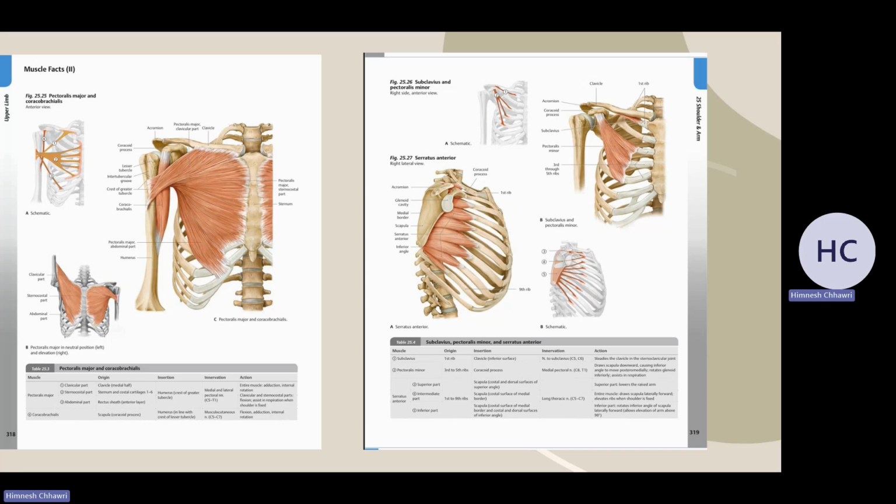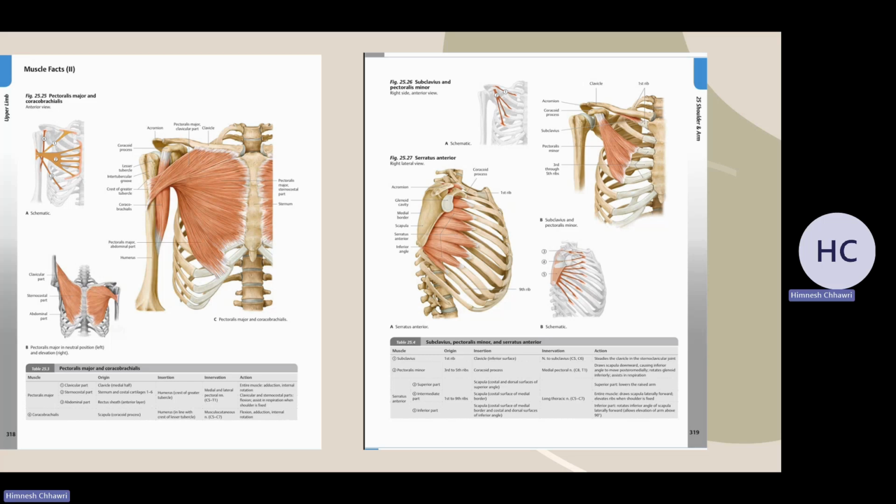So the subclavius is mainly responsible for stabilizing the clavicle in the sternoclavicular joint. What is the main function of subclavius? Stabilizing the clavicle in the sternoclavicular joint. Okay. Innervation is by the nerve to subclavius. It has its own nerve from the brachial plexus.